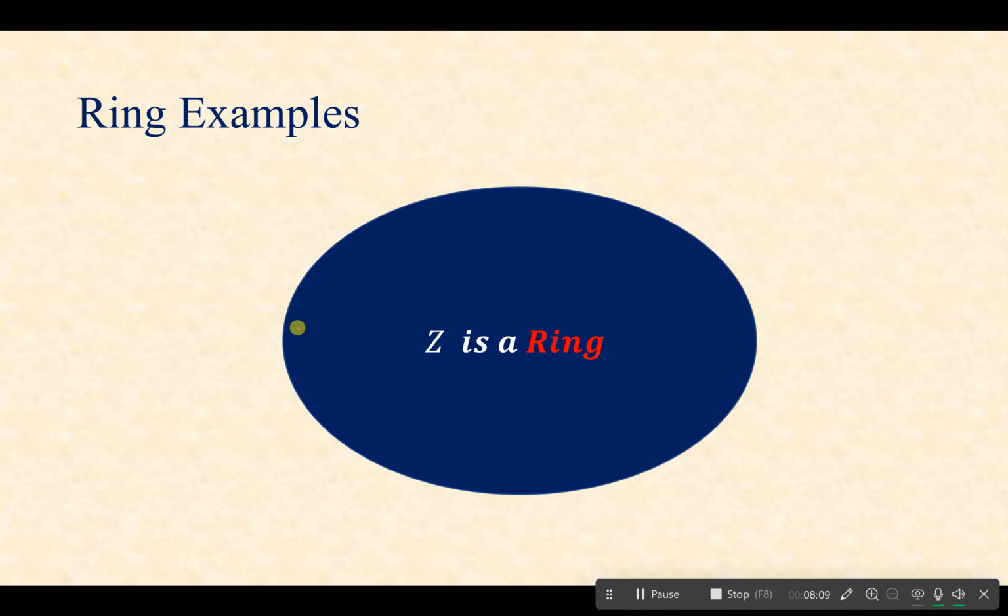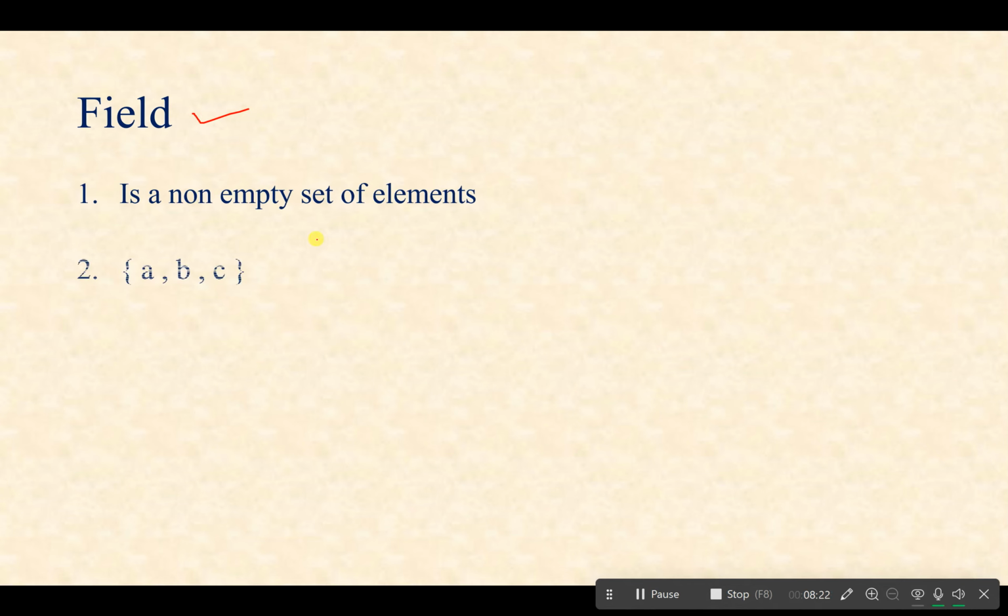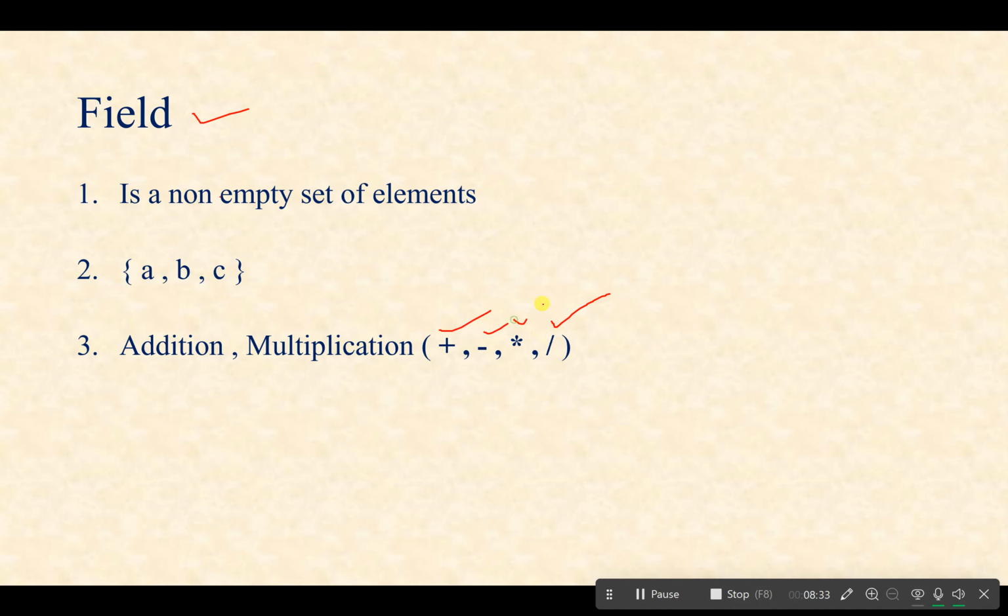Now let us see some ring examples. See here, Z is a ring, as we have shown in the previous example itself. Then let us see what a field is. In the same way, a field is similar to a ring and a group, but the only additional operation that should be supported is division. As you can see, plus, minus and multiplication are already supported, so division should also be supported.